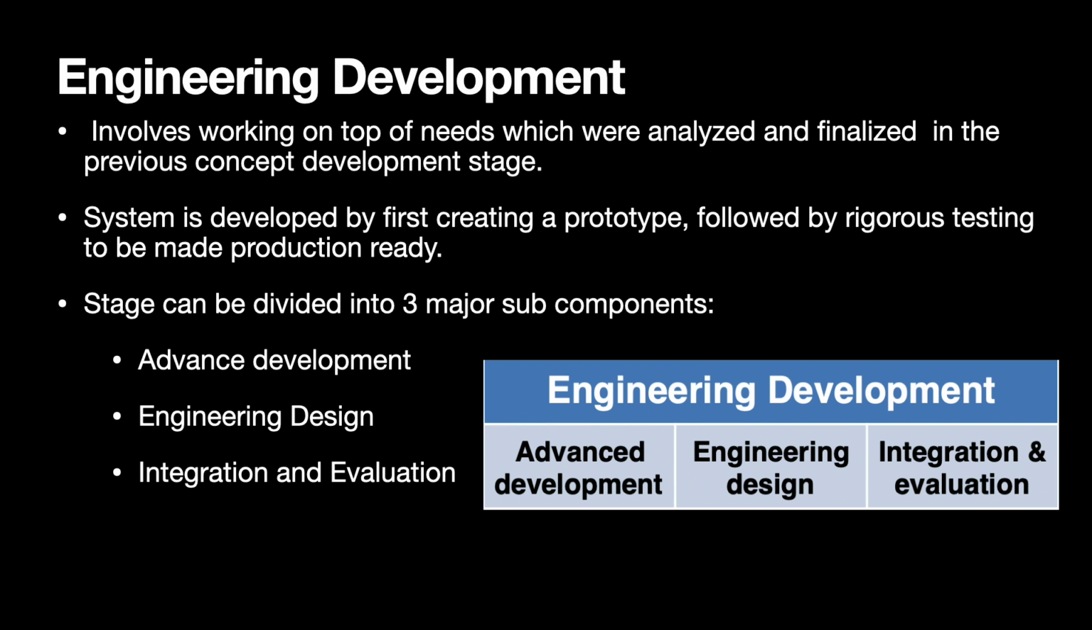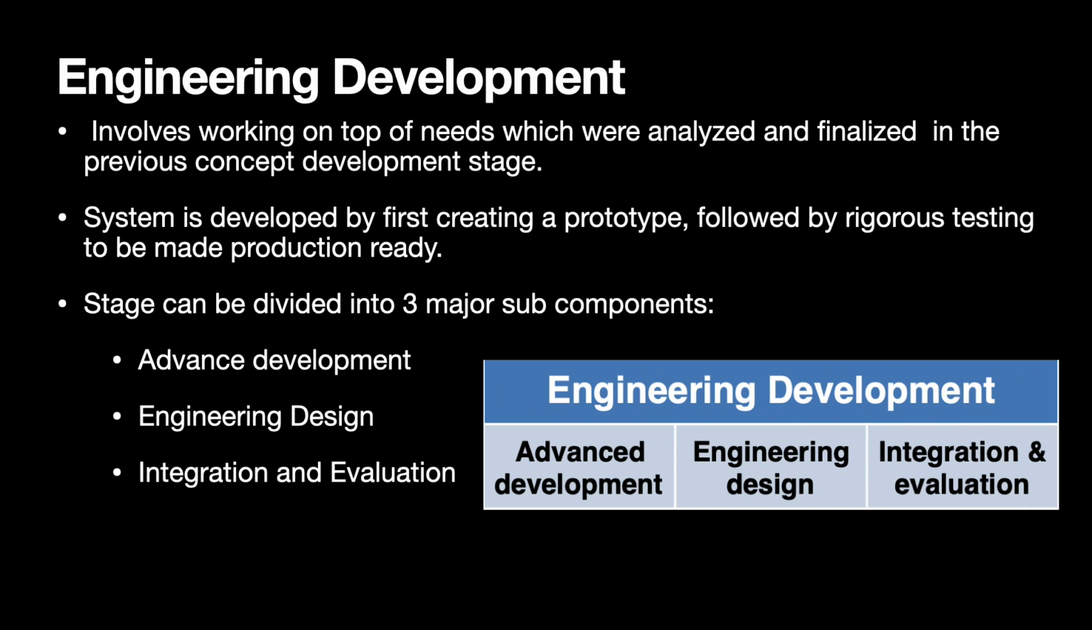Now let's look at the engineering development stage. The engineering development stage is the second major phase of the systems engineering process and comes after the concept development stage. It involves working on top of needs which were analyzed and finalized in the previous stage. In this stage, we will put together the engineering design and develop the system by first creating a prototype for the system and following it by rigorous testing until it is deemed perfect for production use.